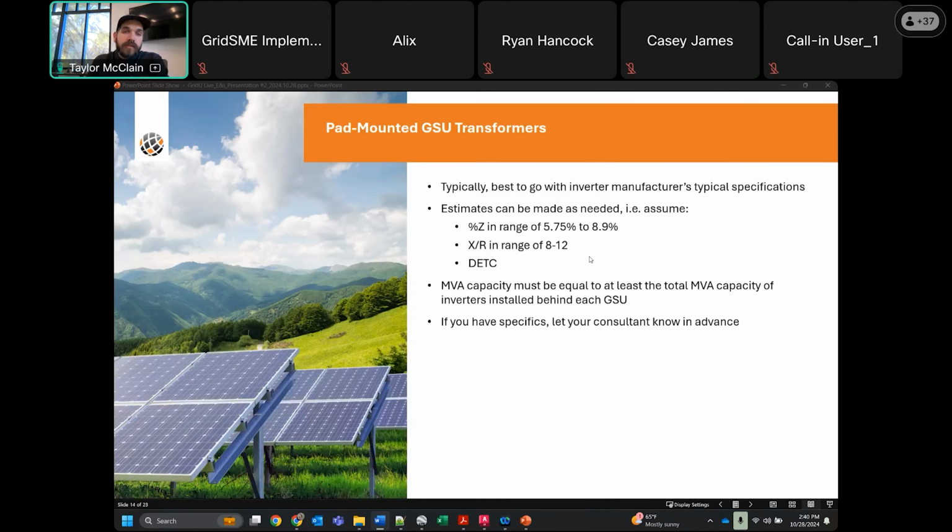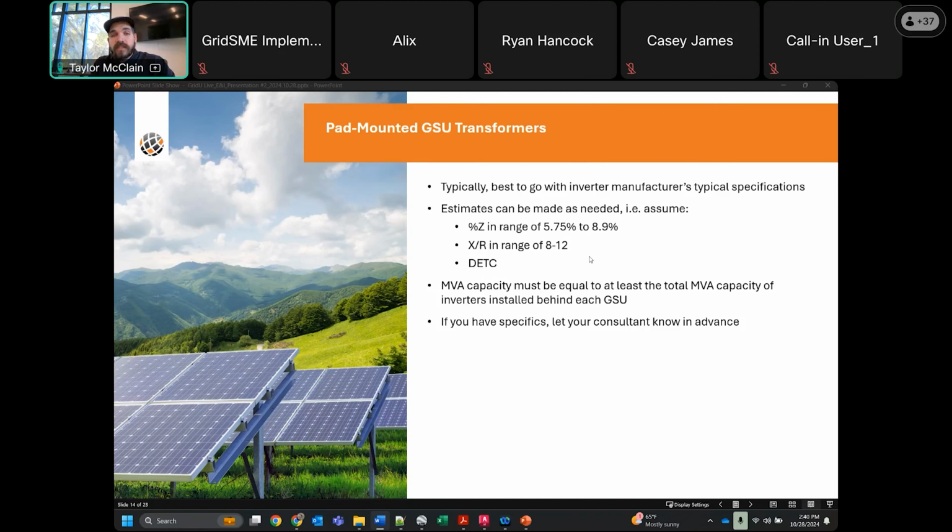So the next component here is the pad mounted GSU transformers. We won't go into too much on this because typically what you should do is, if you choose a certain inverter, then you're going to want to go with the pad mount transformer that they recommend. Oftentimes, even for the inverter manufacturers, this is just within a range. But certain things like your winding configurations will potentially be determined by your inverter.